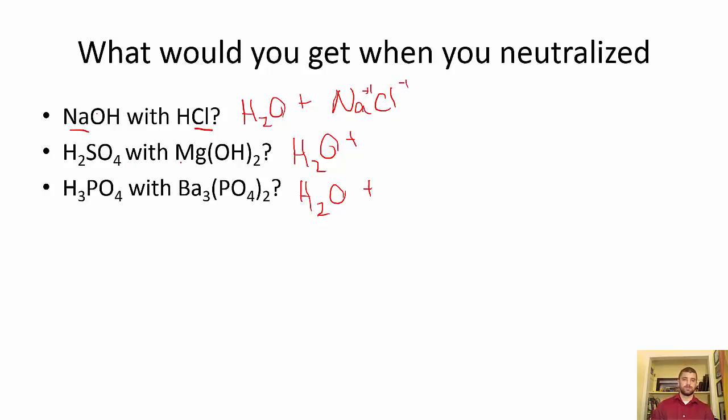All right, H2SO4 and Mg(OH)2. Well, I know the OHs and the H's are going to come together. I'm left with an Mg plus 2 and an SO4 minus 2, so I know that my formula is going to be 1 Mg and 1 SO4.